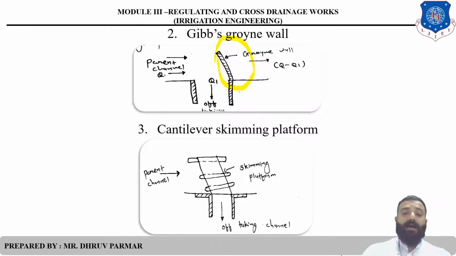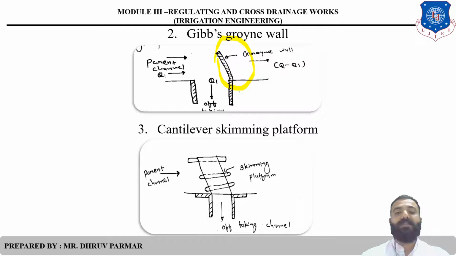Like, the discharge of the parent channel is 1000 cubic. So 500 cubic goes to the parent channel and 500 goes to the off-taking channel, meaning the discharge is divided in the same proportion, as well as the silt. Like if silt enters at 100 kg, 50 kg goes to the parent channel and 50 kg goes to the off-taking channel. That's called the Gibbs groyne wall.